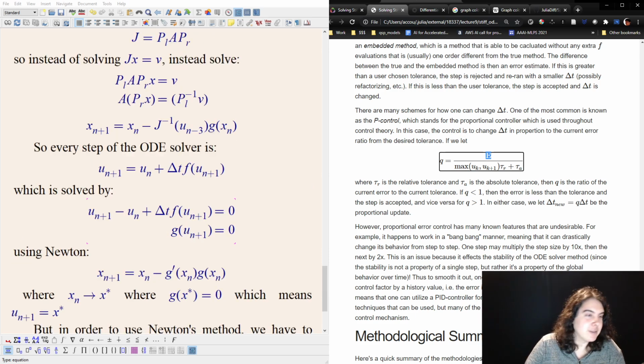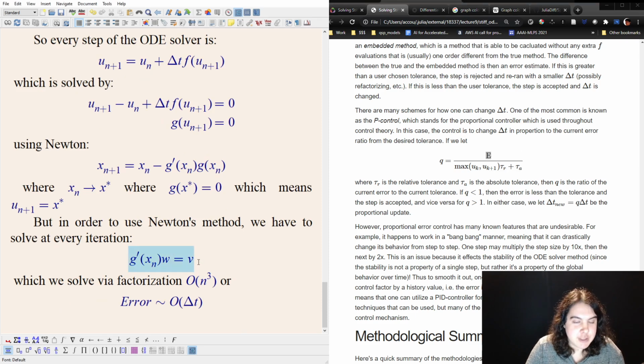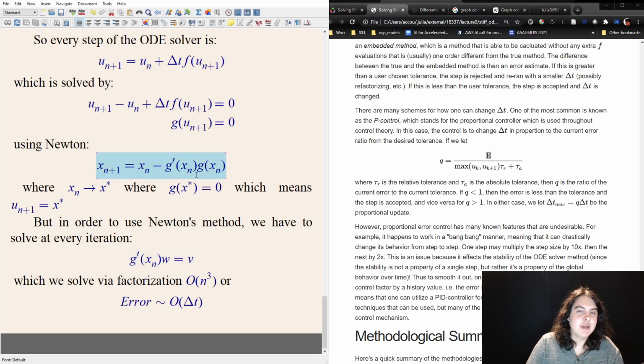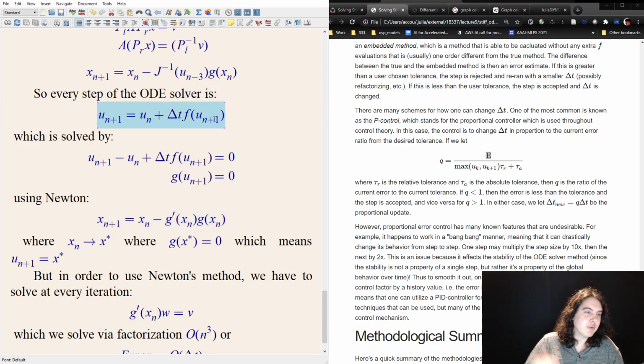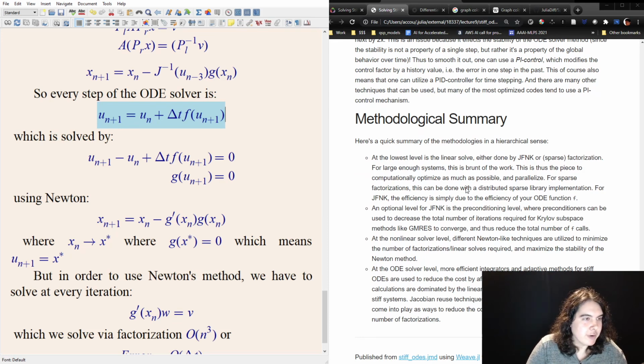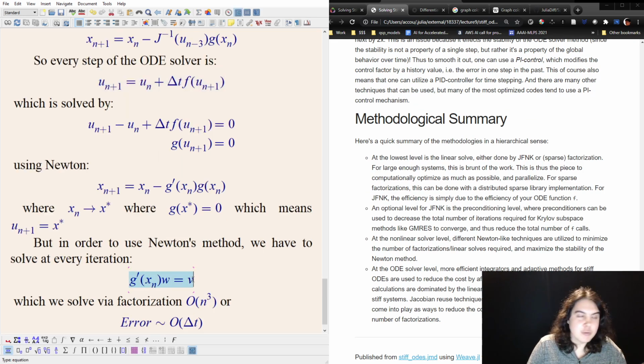And then you keep on doing these iterations for the linear system to get the iterations for the Newton's method, to get the iterations for the ODE solver. You rinse and repeat until you've solved the whole ODE. And that is stiff ODE solving in full, with all the sparsity, with all the automatic differentiation and everything put in there. And so there's the summary at the very bottom: at the lowest level, you're solving a linear system either through Jacobian free Newton Krylov using the forward mode automatic differentiation trick, or you build the full Jacobian by using these color vectors and you do a sparse factorization, right?